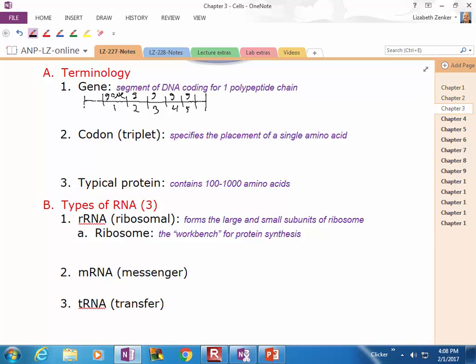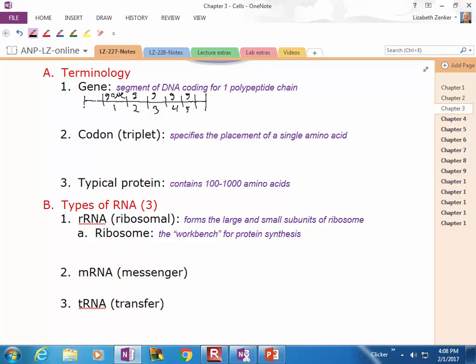So DNA is read in groups of 3s. We call it a triplet on the DNA. But when we transcribe it to RNA, that triplet code is something that we call a codon. So codon is associated with RNA, okay? So a codon specifies the placement of a single amino acid.